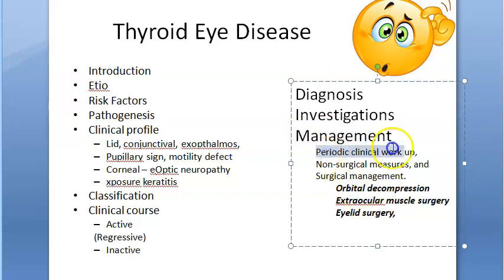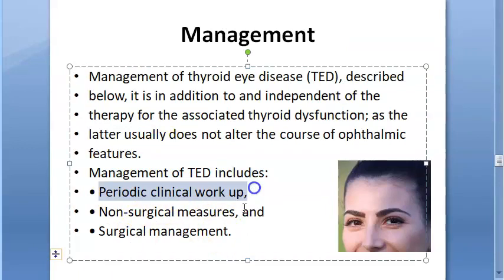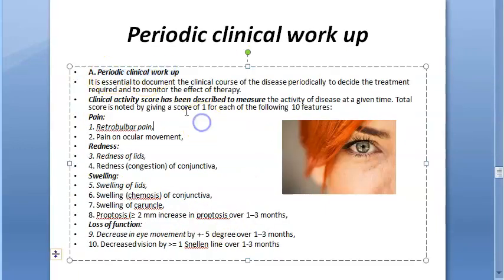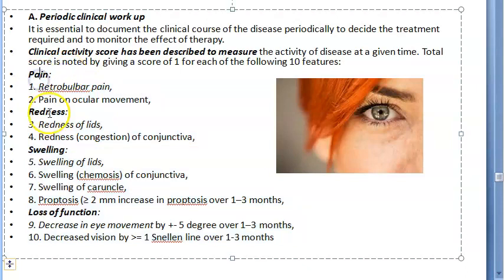In management, three headings are there. Periodic clinical workup, non-surgical, surgical. Let's look at the management. Periodic clinical workup, this one. So basically, you will be looking at these things every time. Periodically you will be checking and deciding the treatment required. What all will you be checking? Pain, redness, swelling, loss of function. Is the movement of the eye decreasing? Is the vision decreasing? All this you have to keep monitoring.